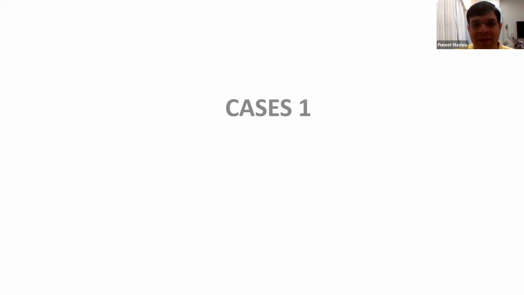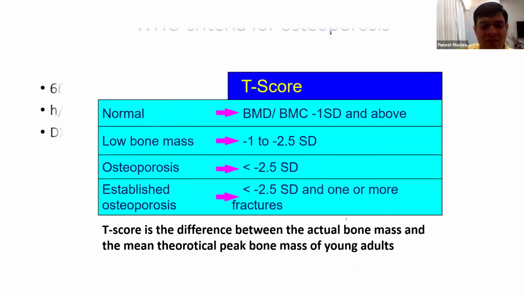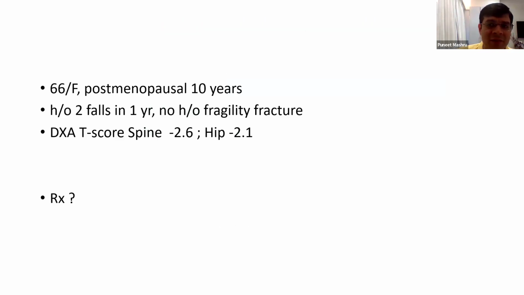So we'll start with some cases. We'll start with a very typical case: a 66-year-old female, postmenopausal since 10 years, and she has history of two falls in 1 year, no history of fragility fracture, a T-score of minus 2.6 and hip score of minus 2.1. So she has osteoporosis. So what do we treat this patient with?